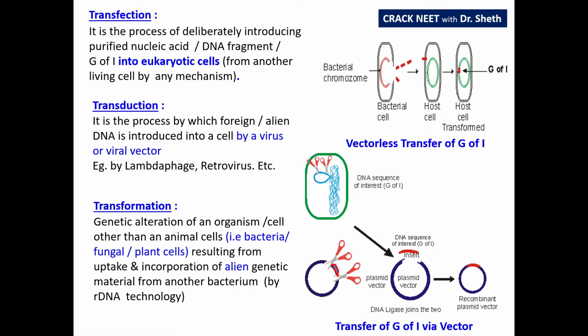Okay. What is this DNA now called? The DNA is called recombinant DNA. And the host cell is now said to be transformed. So we repeat, genetic alteration of an organism or a cell other than an animal cell, like cells like bacteria, fungal cells or plant cells, resulting from uptake and incorporation of alien genetic material from another bacterium by rDNA technology. This is transformation.